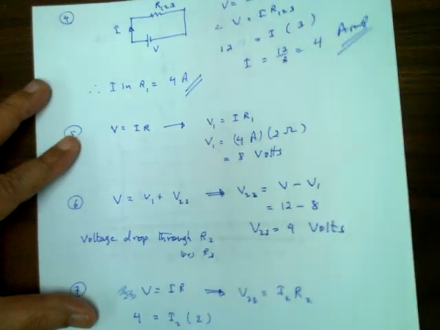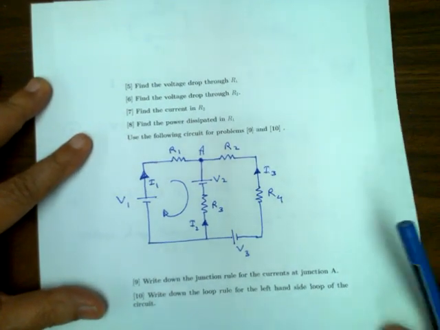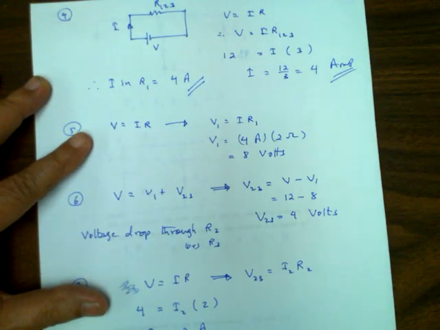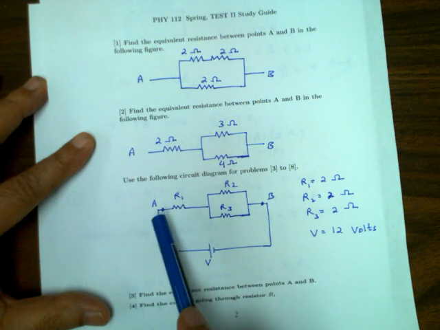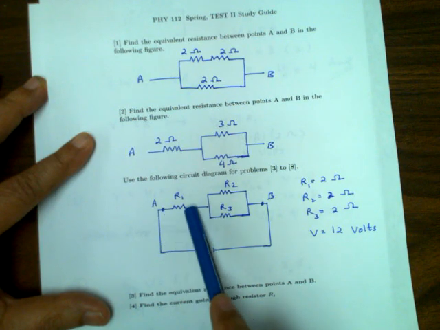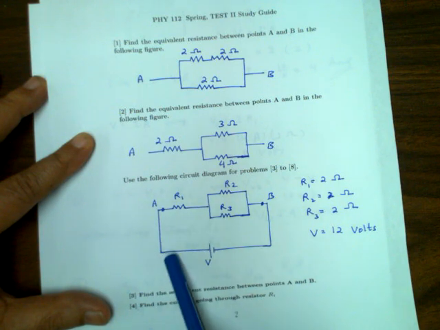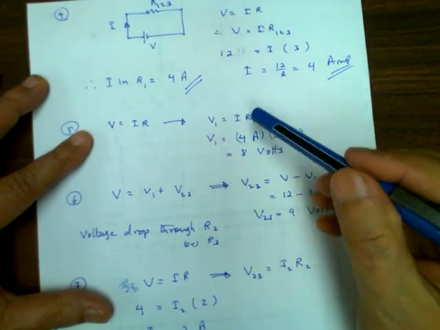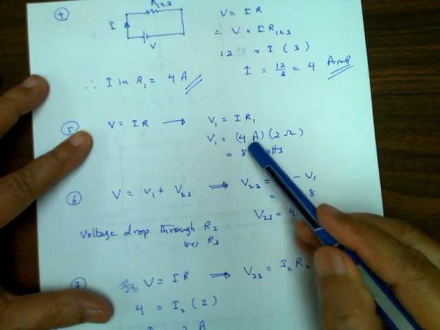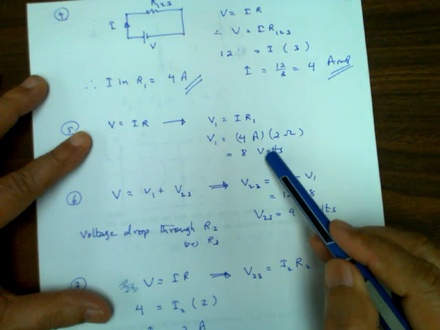Let me show you the figure again. V1 is the voltage drop in resistor R1, and the current is I going through that. So I call it I1. So V1 is equal to I1 R1, or just I R1. I is 4 amperes, R1 is 2 ohms, so I get V1 is equal to 8 volts.